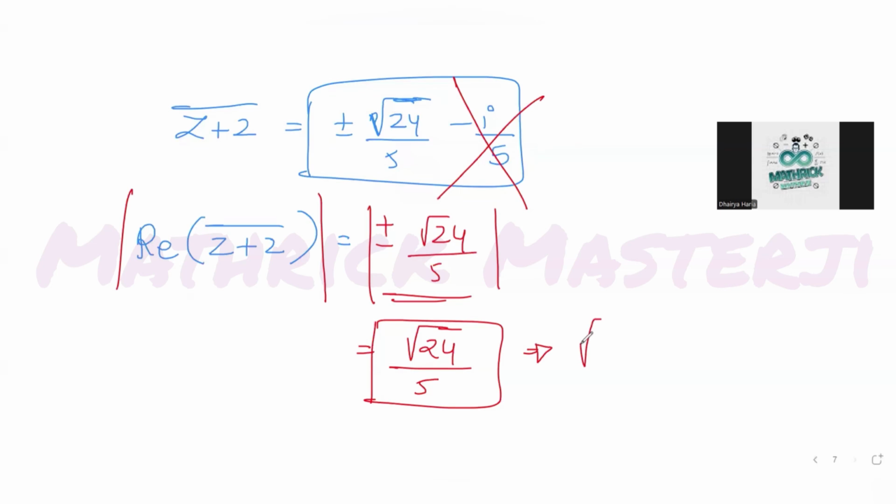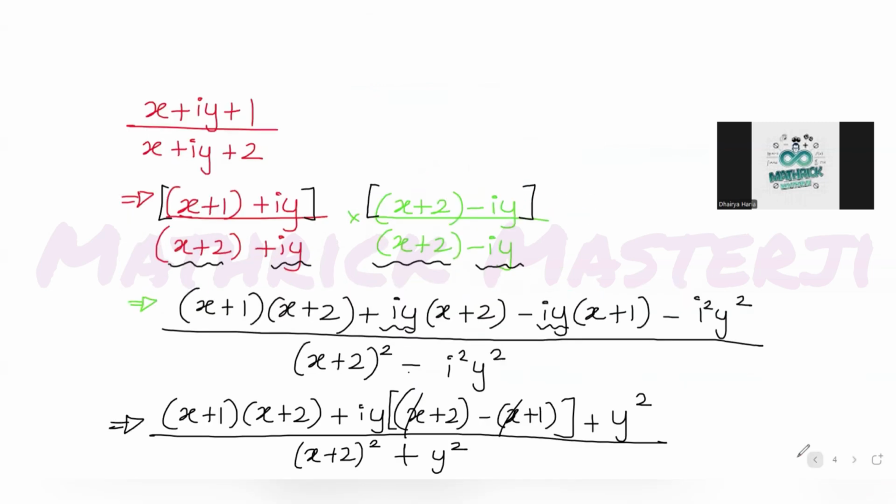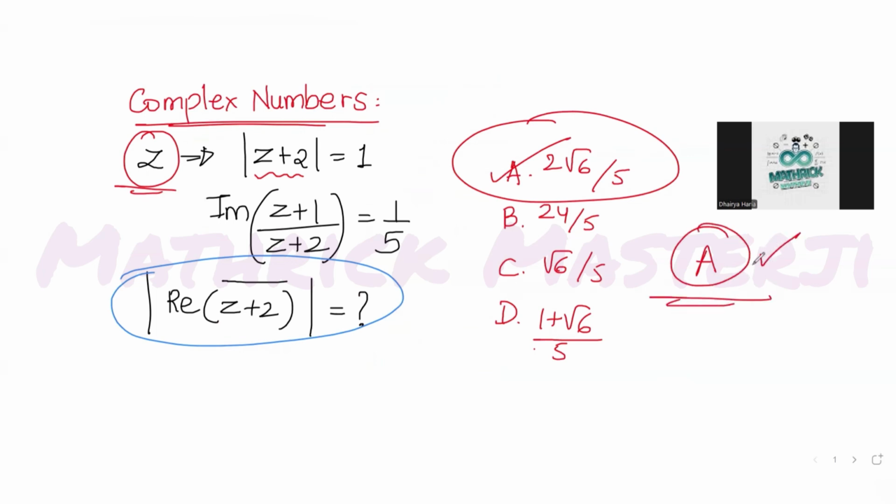And root 24, if you want to split it, I can just write that as 2 times root 6 over 5, because of two twos in the root, I can just take them out because square root of 4 is 2. So it becomes 2 root 6 over 5. And if I see, it matches with option A. So A becomes the correct answer for the question that was given to us here.